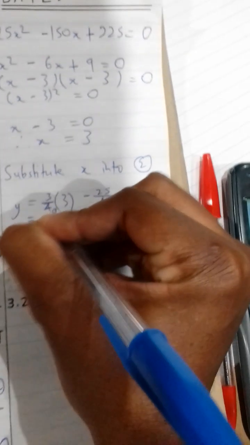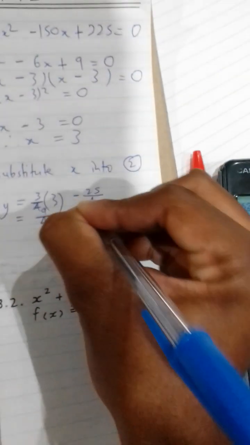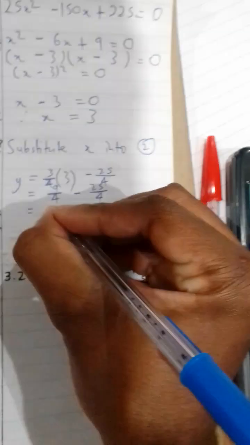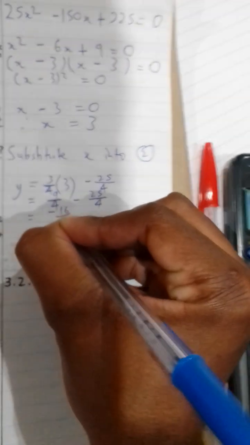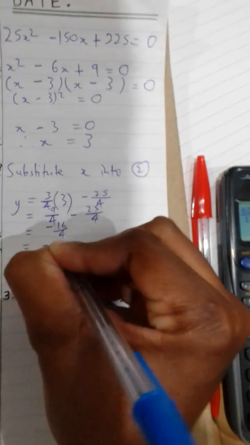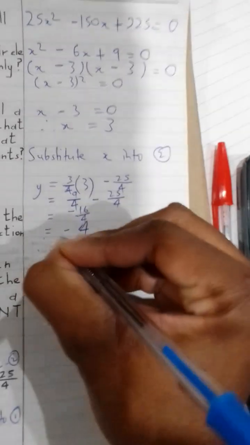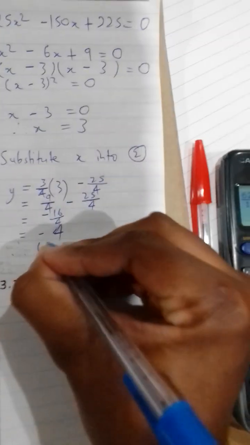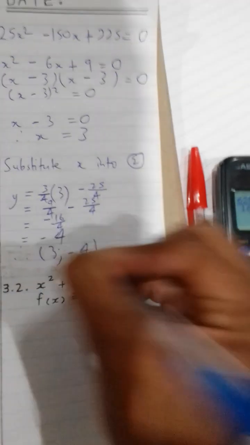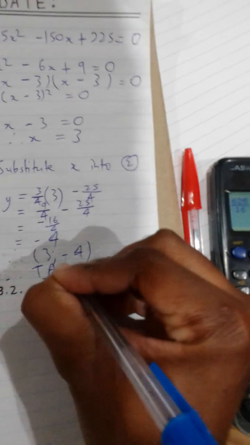9 over 4 minus 25 over 4. 9 minus 25 is negative 16 over 4, which is negative 4. Therefore, the point of contact is x is 3, y is negative 4. So, the straight line is a tangent.